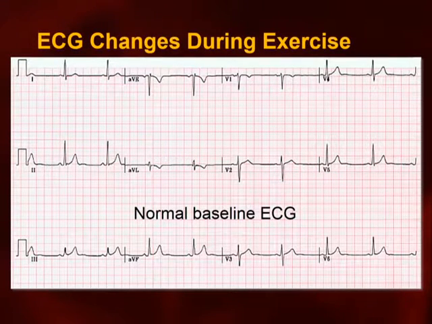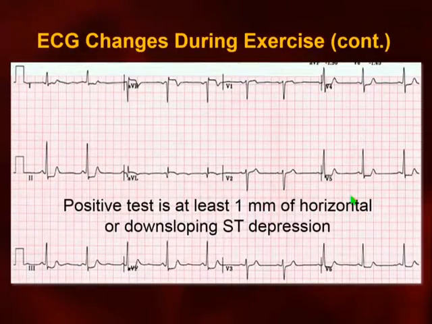So this is what an exercise treadmill test would look like in terms of ECG changes. This is a normal baseline ECG going into the test. And this is during exercise. And a positive test is defined by at least 1 millimeter of horizontal or downsloping ST depression. And here is horizontal ST depression of at least 1 millimeter on this study, so that's a positive exercise treadmill test. Also positive is any arrhythmia, ventricular arrhythmia like VTAC, or ST elevation of at least 1 millimeter. That's also a positive test.